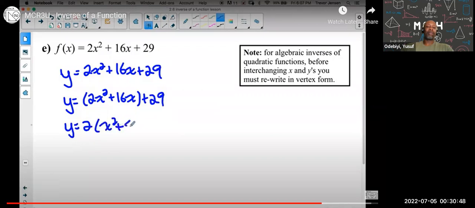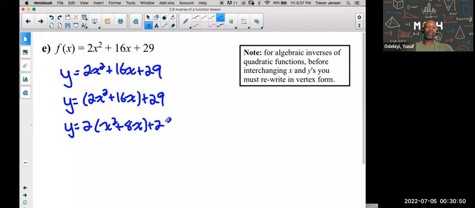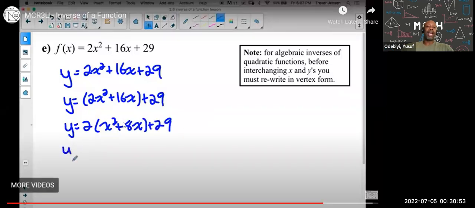From the first two terms, x squared plus 8x plus 29. Okay, so now once you take out the 2, now you can complete the square. So you're going to divide the second term by 2. If you divide 8 by 2 it's 4, and then you square it. So 4 squared is 16. So you're going to have plus 16, and then you're going to have minus 16, okay? And that would be completing the square.